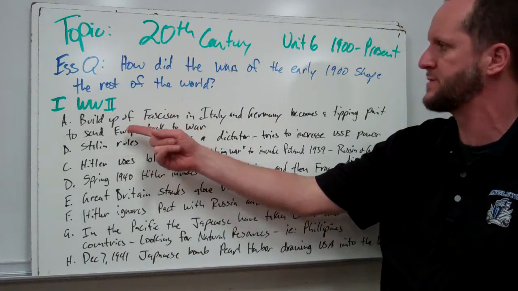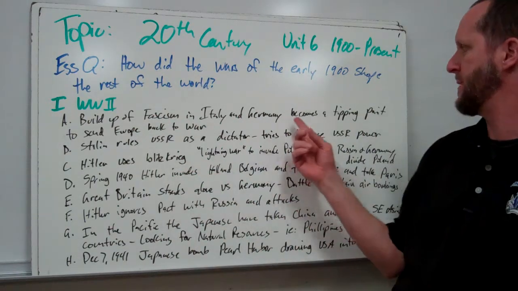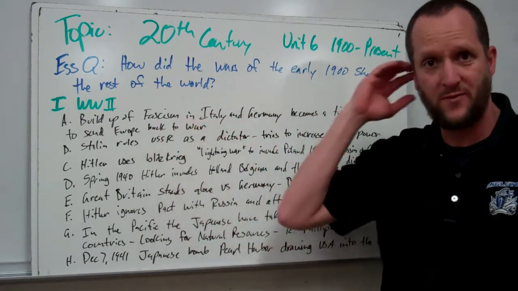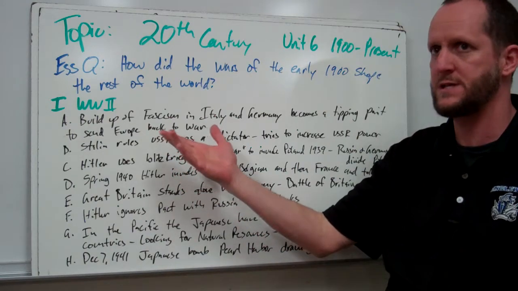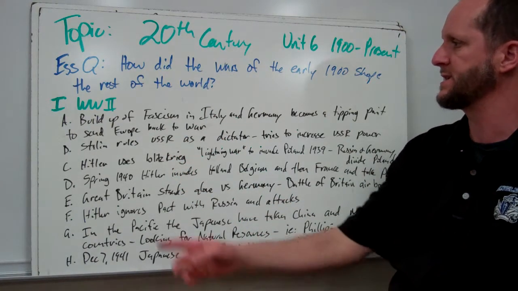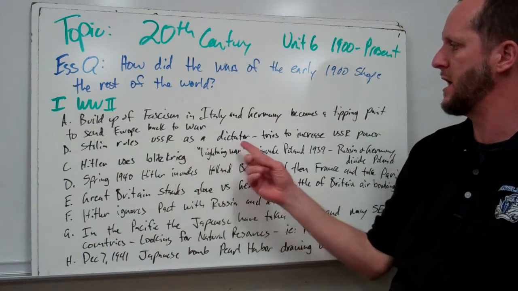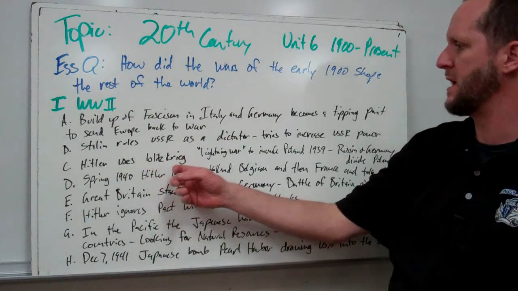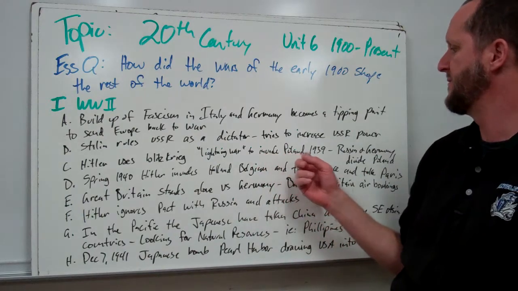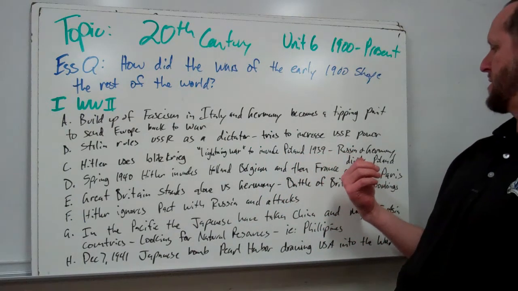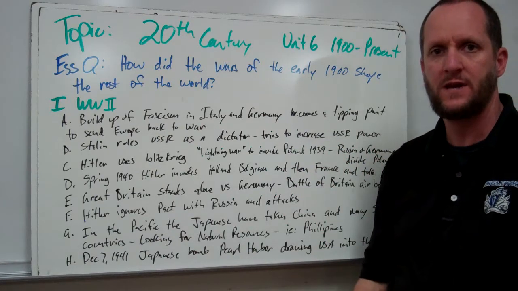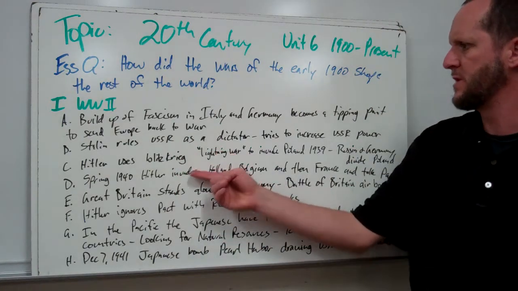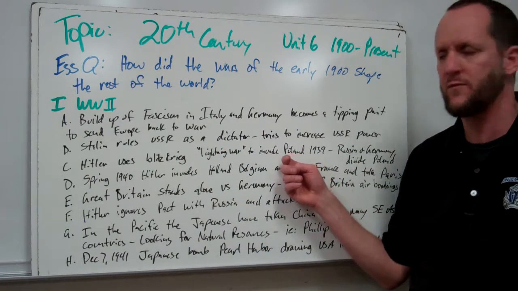Prior to World War II, there was a buildup of fascism in Italy and Germany, which becomes a tipping point that sends Europe back to war. So, like 30 years before this, World War I had taken place, and now we've got World War II arising. Stalin rules the USSR as a dictator, tries to increase USSR's power. Hitler uses Blitzkrieg, or a lightning war, to invade Poland in 1939. Russia and Germany divide Poland, kind of in half, and the poor Polish don't have anything to claim as their own country. This was typically known as the beginning of World War II.